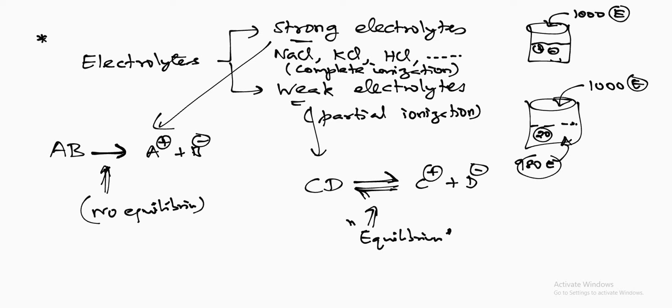Students, let me ask a question. For weak electrolytes we can give examples like HF. HF is a weak electrolyte. HNO2, nitrous acid, is a weak electrolyte. HCN, hydrogen cyanide, is a weak electrolyte. Like that we have plenty of examples. These are all examples of weak electrolytes.